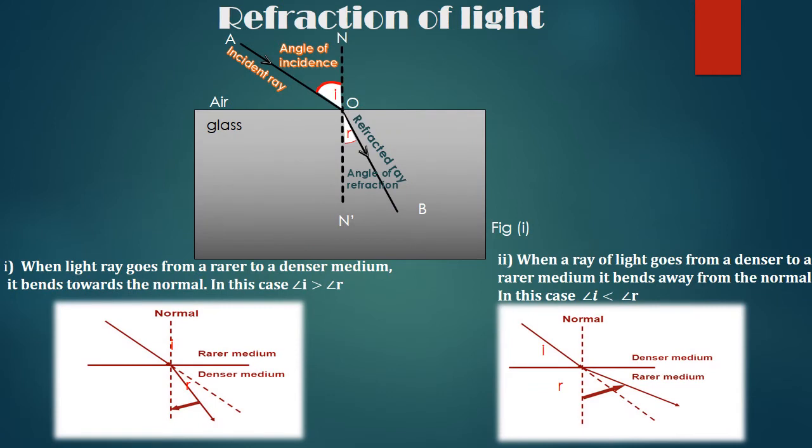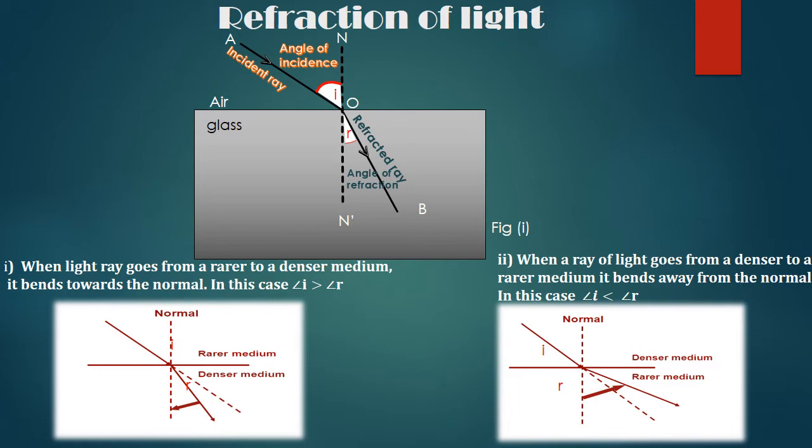A ray of light passing from air into glass. AO is the incident ray and OB is the refracted ray. Let us draw a normal NON' at the point of incidence O. So children, the angle between the incident ray and the normal at the point of incidence is called the angle of incidence. So here angle AON is the angle of incidence, denoted by the letter i. And the angle formed between the refracted ray and the normal at the point of incidence is called the angle of refraction. Here BON' is the angle of refraction, denoted by r.